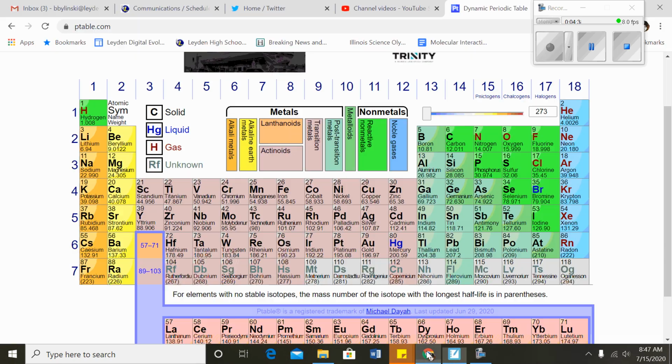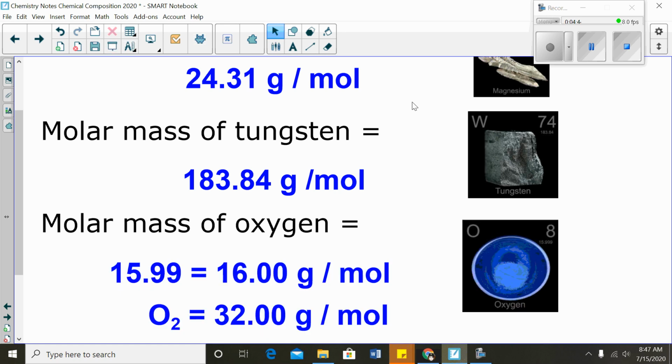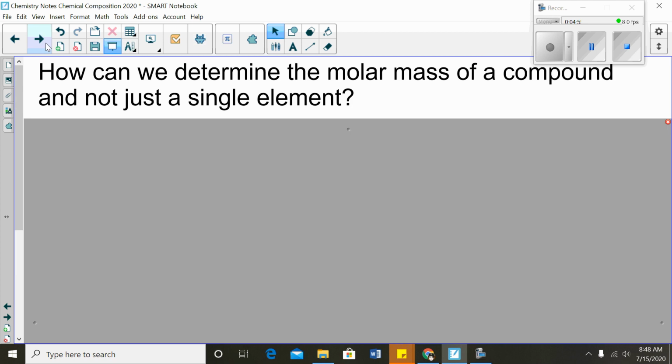And now how about oxygen? So here's oxygen, 15.999, but careful, if I just say oxygen, it's diatomic, so it's technically 32.00 gram per mole. Okay, but that's only if oxygen is alone. Now, how can we determine the molar mass of a compound and not just a single element?